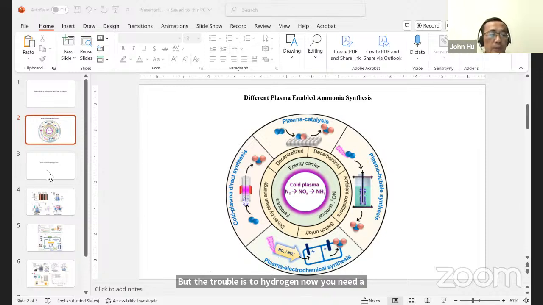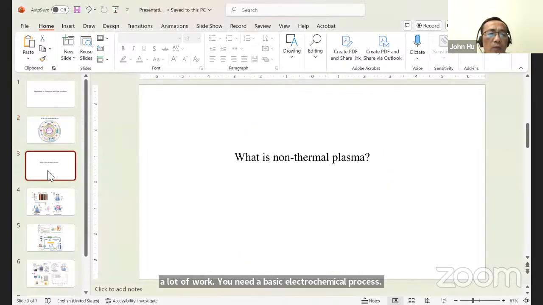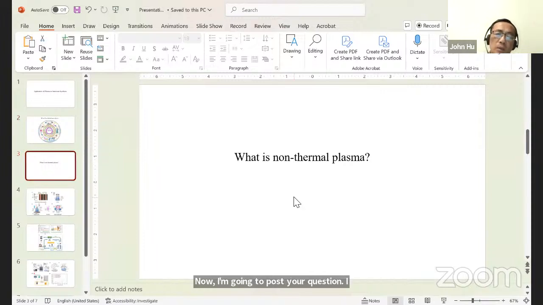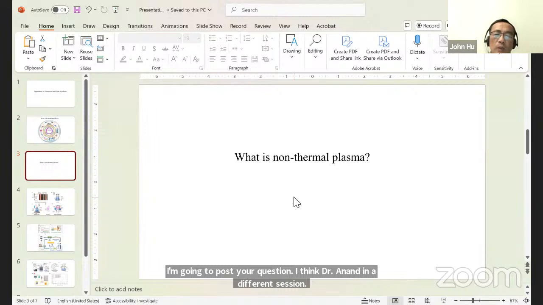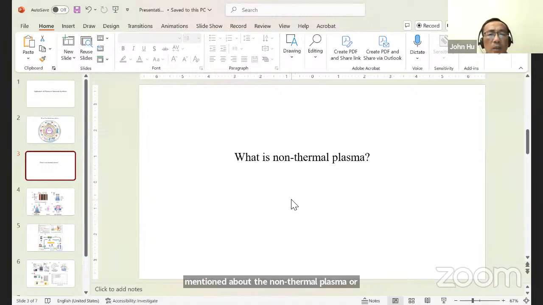Okay. Now I'm going to pose you a question. I think Dr. Anand in a different session mentioned non-thermal plasma or cold plasma. Can anyone tell me what's your understanding of non-thermal plasma or cold plasma? You give a try. Anybody can give a try. So what is non-thermal plasma or cold plasma?